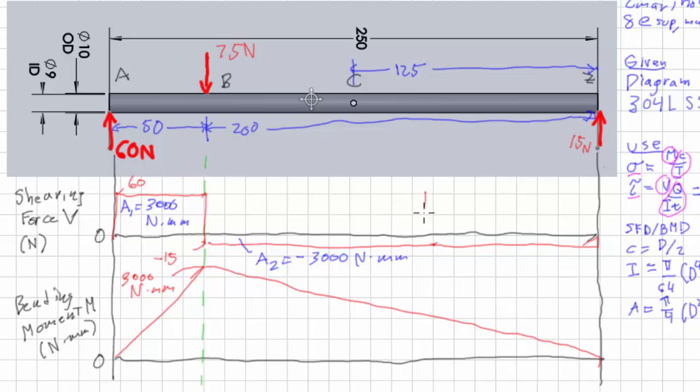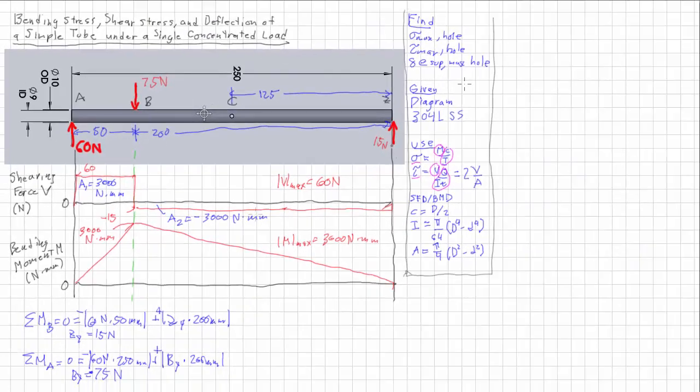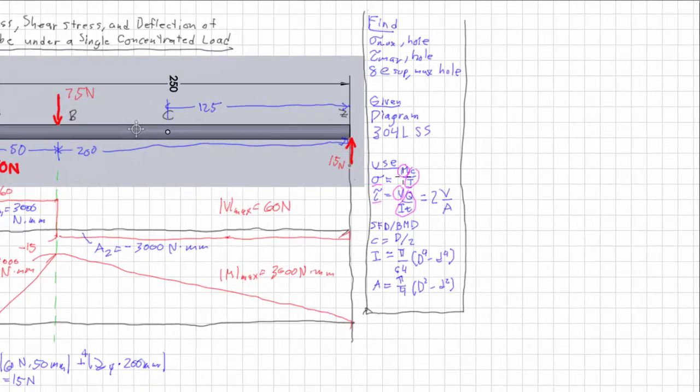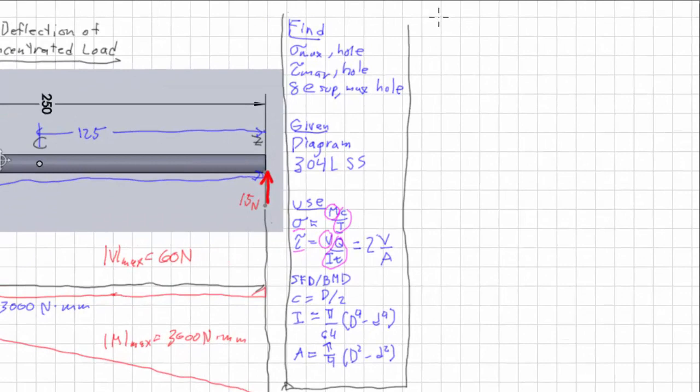So now we can safely say that the maximum shearing force is 60 newtons and our maximum bending moment is 3,000 Newton millimeters. Like I said, this is a fairly simple setup, and it will serve us well for the rest of the analysis. Okay, so we have still yet to find, well, we're trying to find the stress at max and the stress at the hole. So let's do that. Let's use our equation Mc over I.